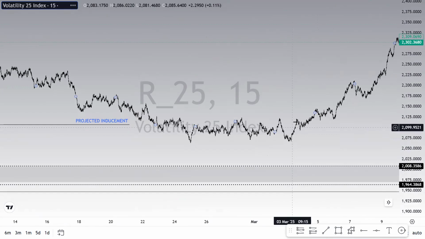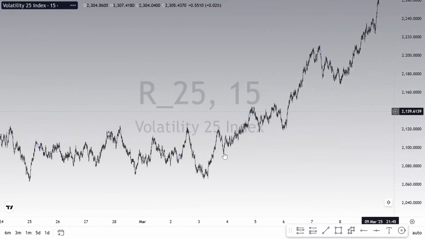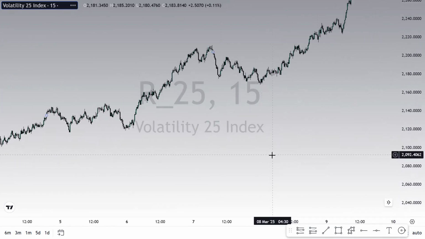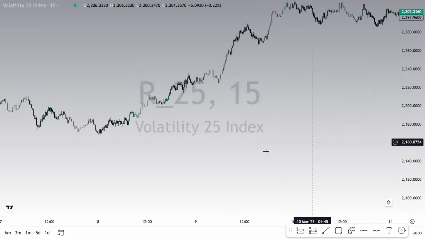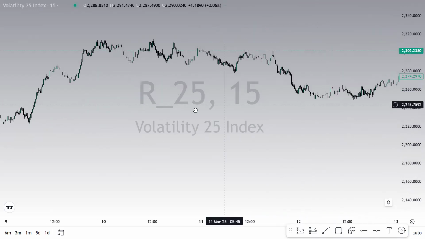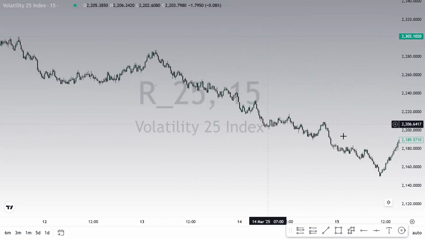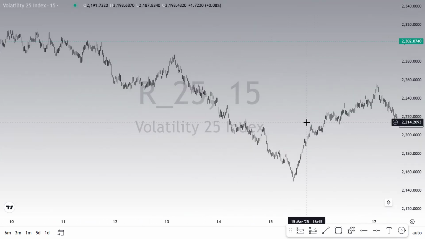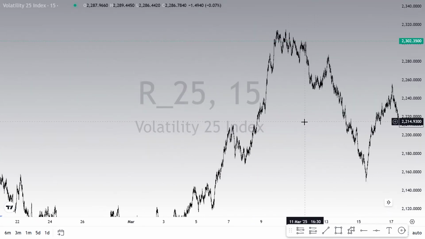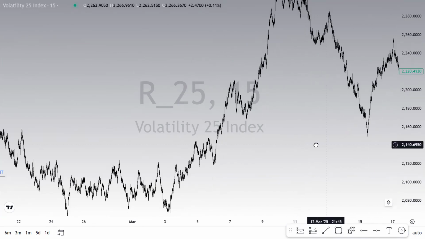There is a lot of noise on this lower time frame. If you check the 15-minute time frame, there is a lot of noise there. The market just moves anyhow it wants on the lower time frame. But if you use the 30 minutes or 15 minutes for confirmation, it is perfect. It is really okay for you to use that for confirmation.